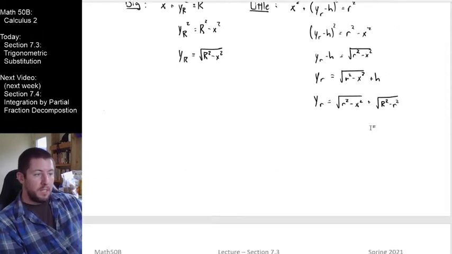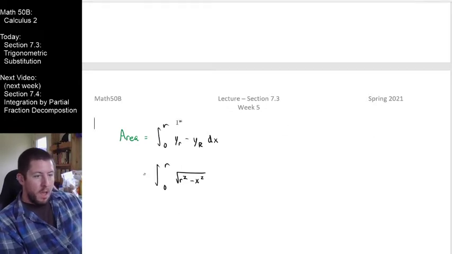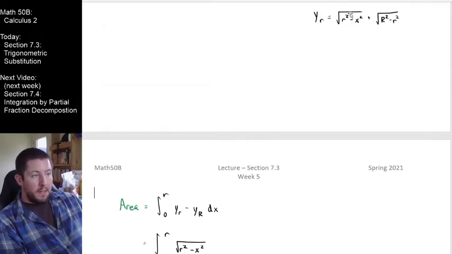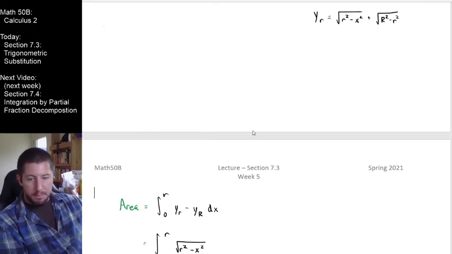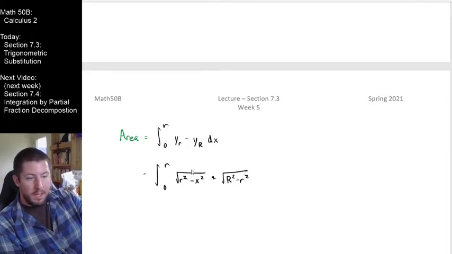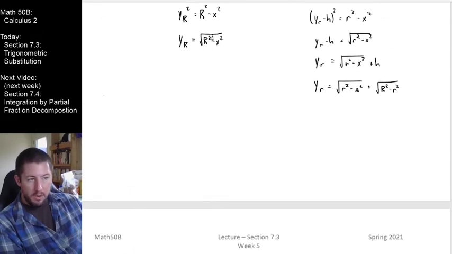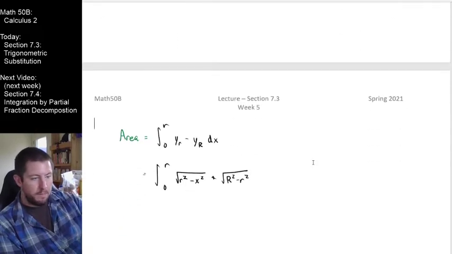So we've got our expressions for y sub little r and y sub capital R right here. I'm subbing them in. So y sub little r is the square root of little r squared minus, I'm just copying this down, the difference of the two r's squared, square root of them. So y sub little r is those two terms. I now need to subtract off y sub capital R. Y sub capital R is the square root of capital R squared minus x squared.